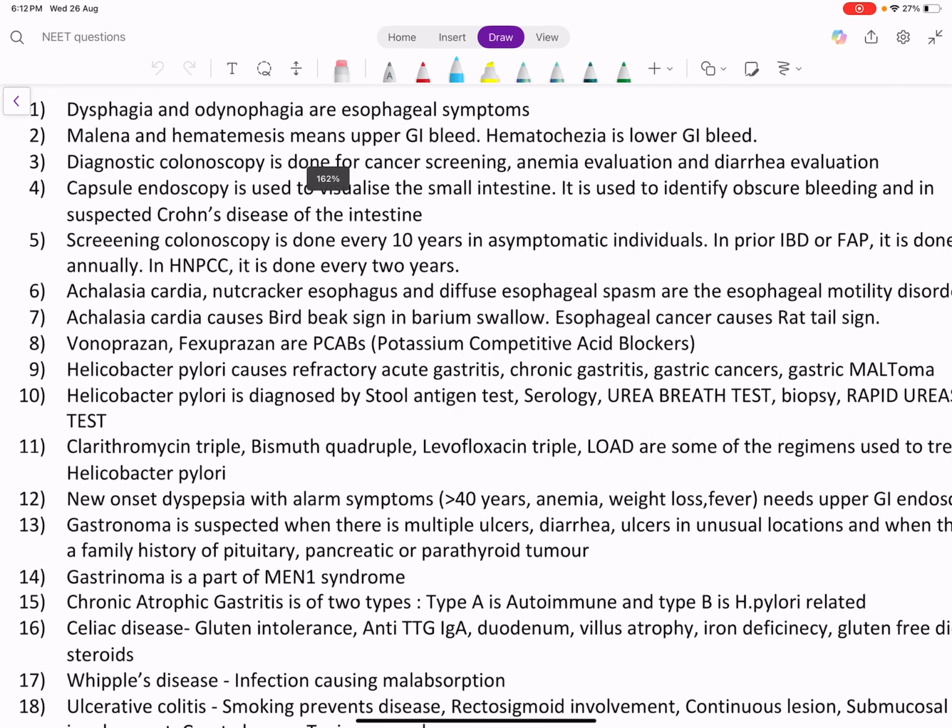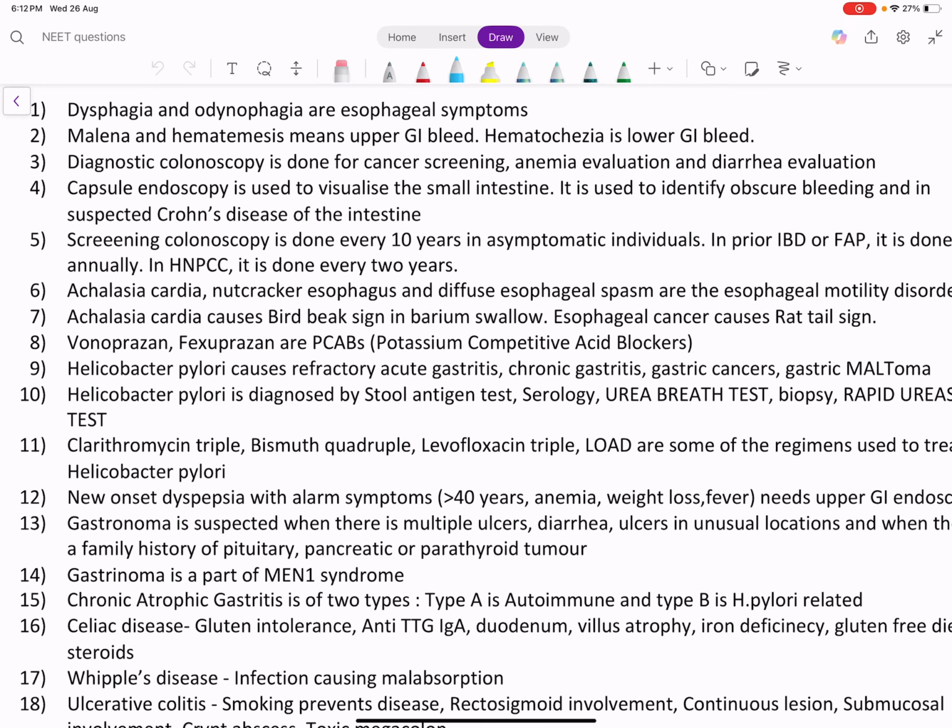So about colonoscopy, a therapeutic colonoscopy and diagnostic colonoscopy. So what are the uses of diagnostic colonoscopy? It is used for cancer screening. That is very important point. And the evaluation of anemia should include diagnostic colonoscopy, and diarrhea evaluation also should include colonoscopy, because diarrhea is actually a small intestine or a large intestine symptomatology. Like dysphagia and odynophagia is for esophagus, diarrhea is for either the small intestine or large intestine.